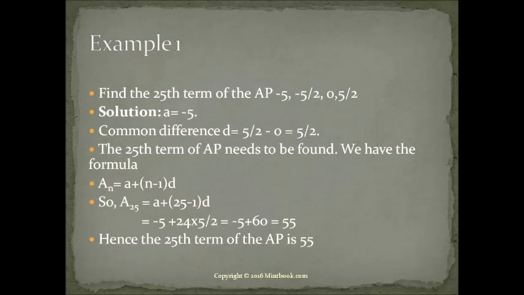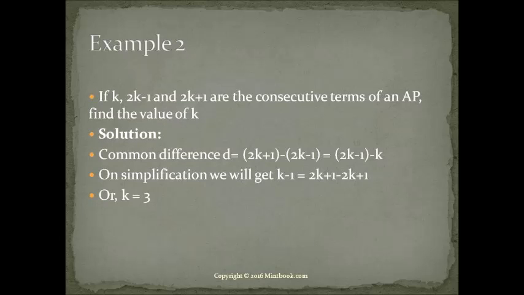Let's take another example. This is example number 2 in the chapter Arithmetic Progression. If k, 2k minus 1 and 2k plus 1 are the consecutive terms of an arithmetic progression, find the value of k. Now you should note here that k, 2k minus 1 and 2k plus 1 are the consecutive terms of an arithmetic progression, but they are not necessarily the first three terms. If they were the first three terms, then k would become the first term for our AP.